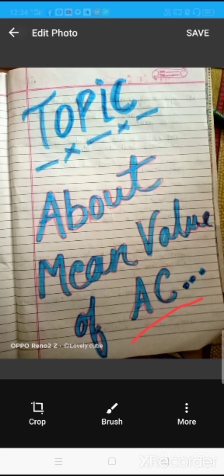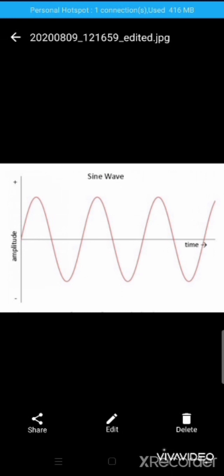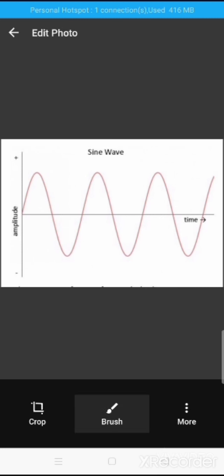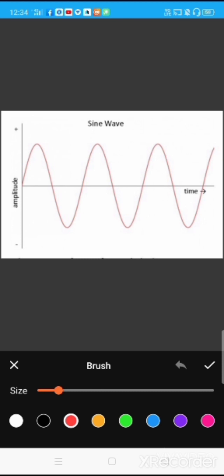I'll show you this with the help of a graph. As you can see on your screen, it is a sine wave graph. The current flows in the form of waves and its magnitude and direction both change with time. So some of the definitions come from this graph.